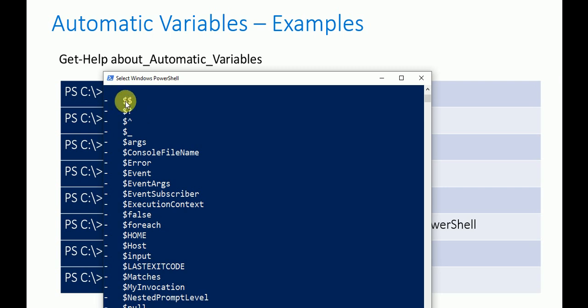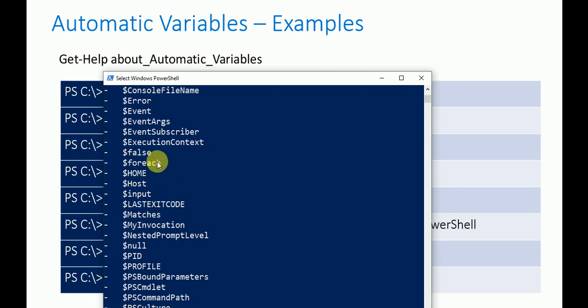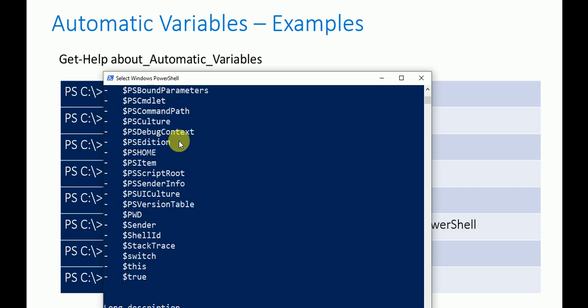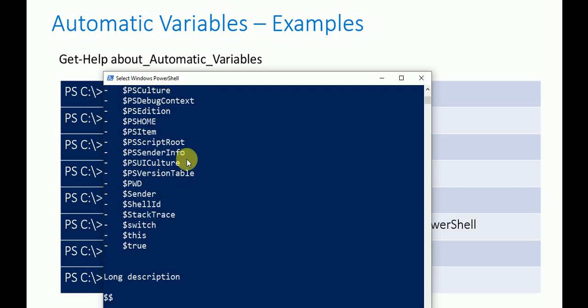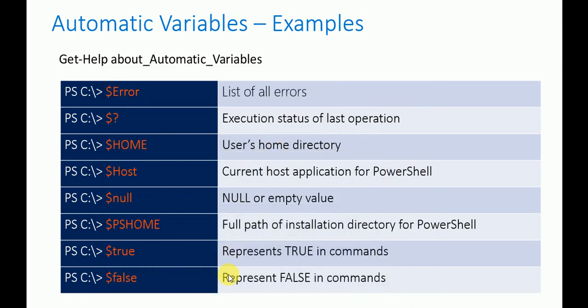You can use double dollar, dollar question mark, dollar underscore, arrays, dollar false, dollar foreach, dollar home, host, input. All these variables are available in PowerShell. That's called an automatic variable or inbuilt variable.